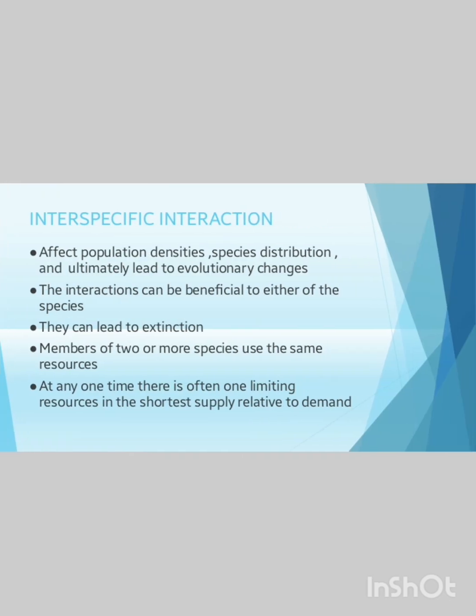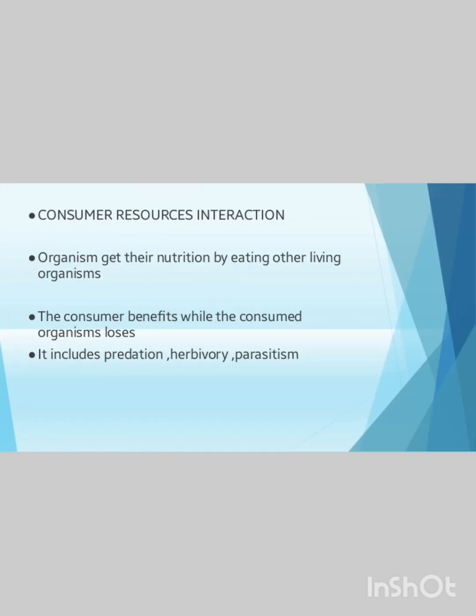Next, interspecific interactions. After pollination, densities, species distributions, and ultimately evolutionary changes result. The interactions can be beneficial to either of the species, or they can lead to extinctions. Members of two or more species use the same resources at one time. There is often one limiting resource in the shortest supply relative to demand.